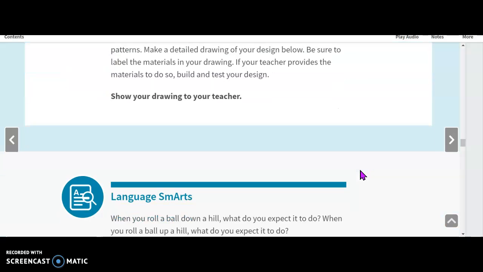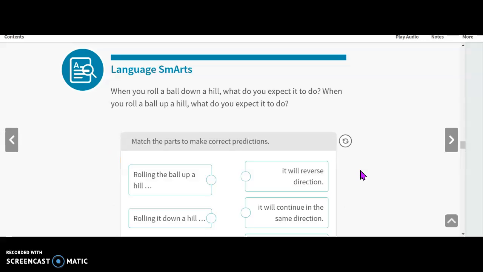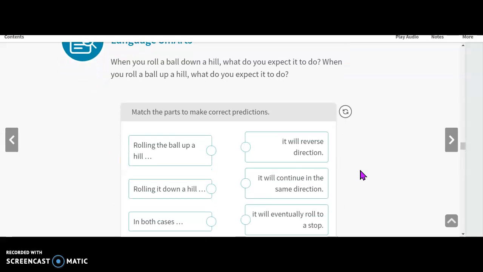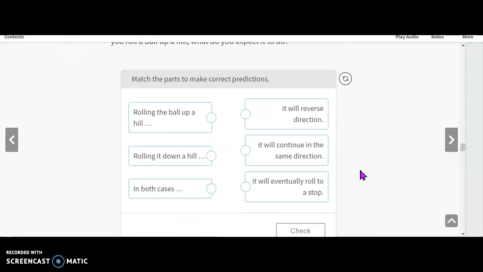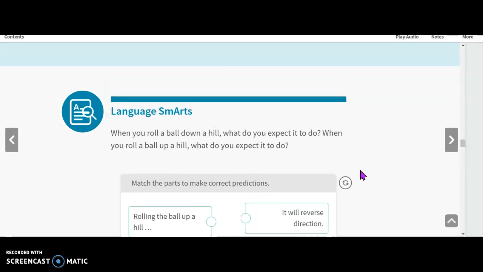Okay? Look at the bottom of page 163. It says, when you roll a ball downhill, what do you expect it to do? When you roll a ball up a hill, what do you expect it to do? So this is kind of a matching thing, and yours is a fill in the blank. So I just want you to answer this question. If you roll a ball down a hill, what's going to happen? But if you roll a ball up a hill, what's going to happen? So pause this and answer number 7, and then you can turn the page for the next part.